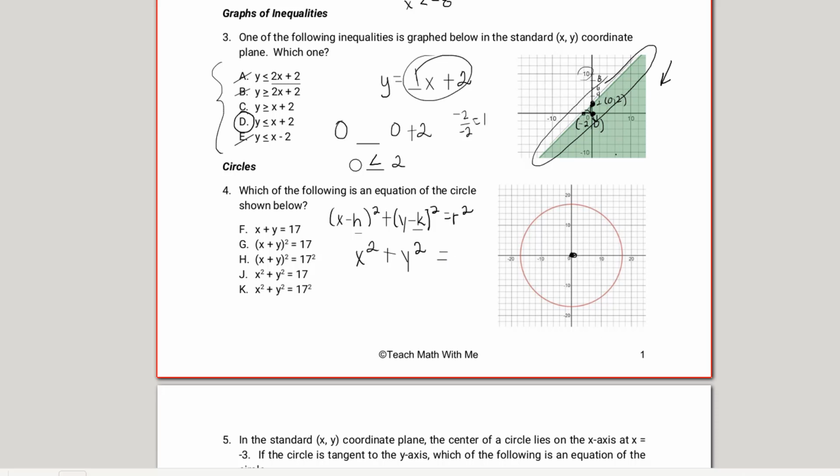And our radius, we go from 0 to, let's see, we've got 1, 2, 3, 4, 5 in between the 10 and 20. So that means every unit should be 2. And it looks like we're in the half between 16 and 18. So that's going to be 17 as our r value, 17 squared. So do we have anything that looks like that? x squared plus y squared equals 17 squared. That is K. Answer choice K gives us the equation of this circle.